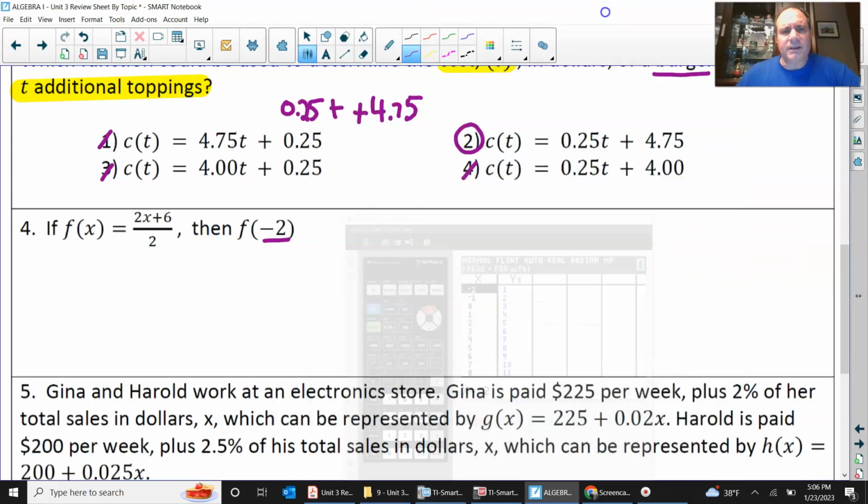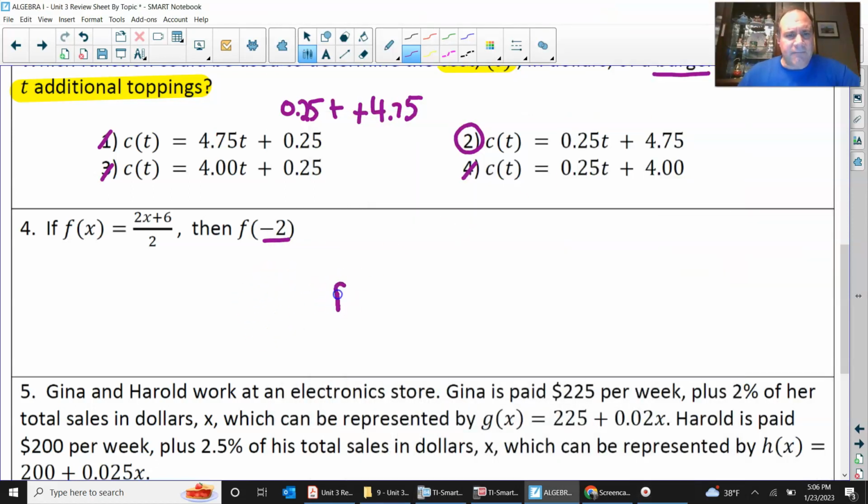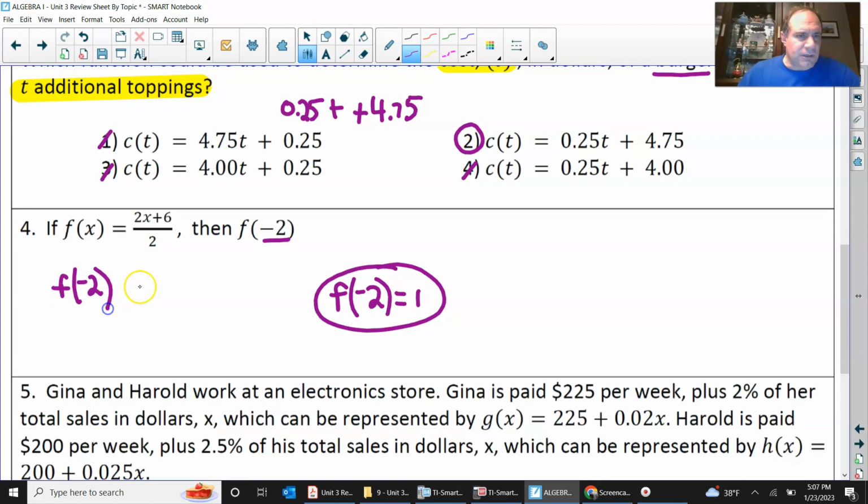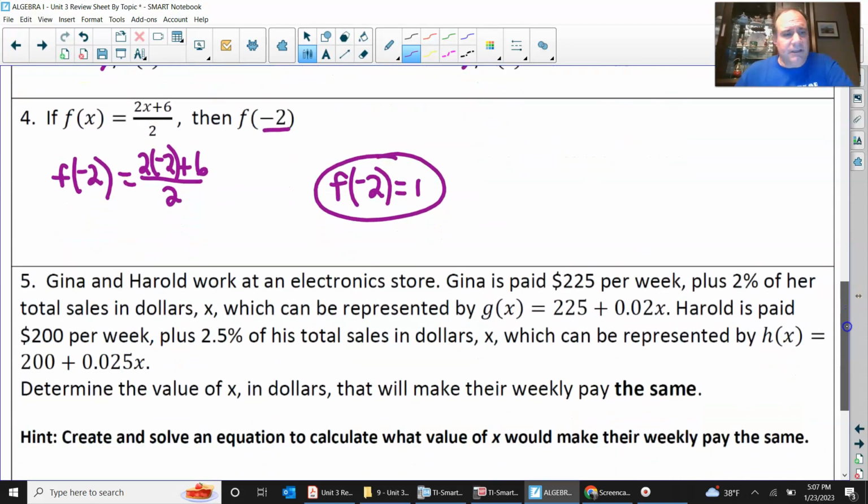The y is 1. And so that means f of -2 equals 1. No work to be shown. If you did have to show work, this would be your work. It's 2 times -2 plus 6 over 2. And that would be -4 plus 6 is 2 over 2. 2 over 2 is 1. So it's kind of easy to do by hand, but also it's easy to do on your calculator as well.